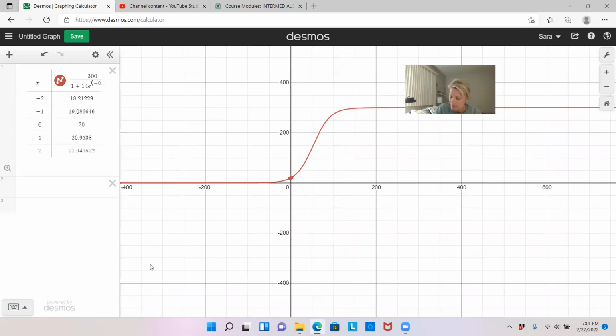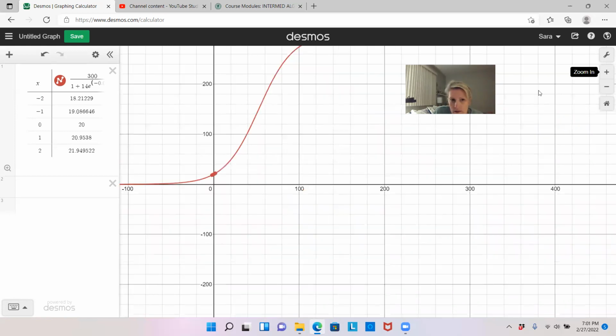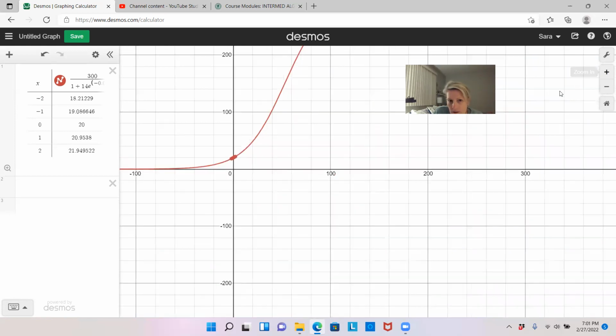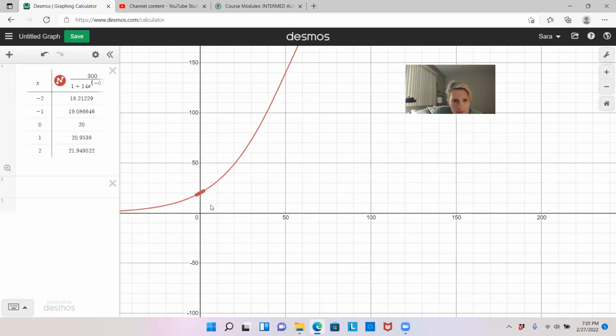Okay, so it's asking, what is our y-intercept? I'm going to zoom in just a little and click on the graph here. I can see that my y-intercept is at (0, 20). So our initial population was 20.